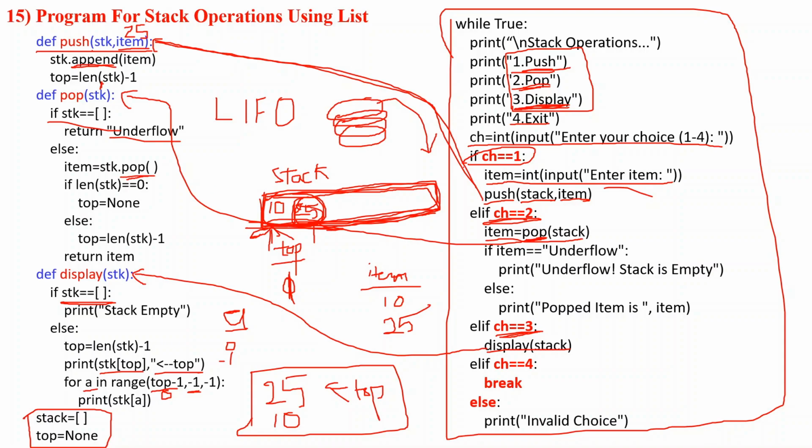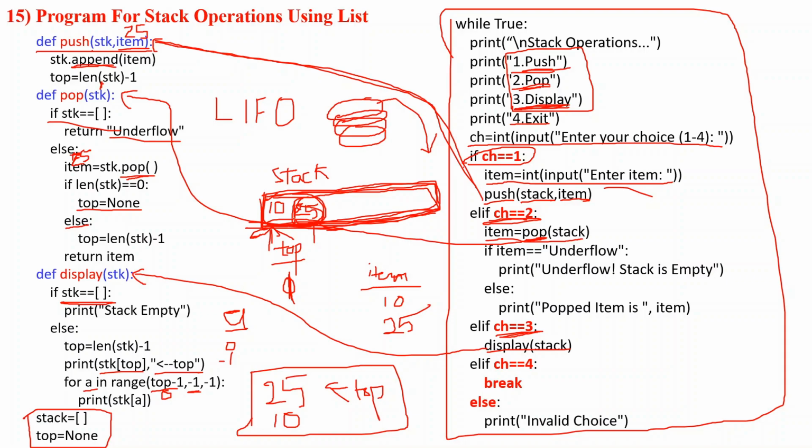What is the last element? 25. That means into that variable item, 25 will come. Recently stored value 25 will come. And if length of stack equal to 0 after removing this one, if there are no elements, you need to make top value as None. But now it won't come to our condition. Our condition is the else part.